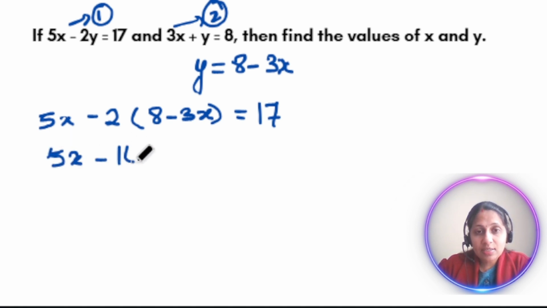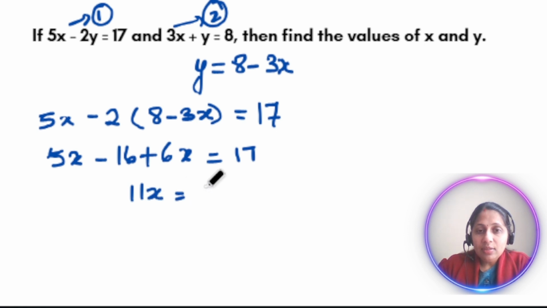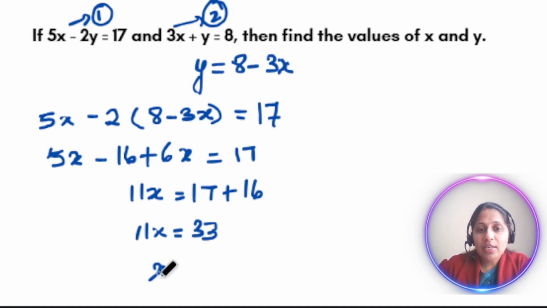5x minus 16 minus 2 into minus 3x, so plus 6x equals 17. So now add the like terms, I get 11x equals 17 plus 16, transposing it to the other side. So 11x equals 33. So my x is 3.